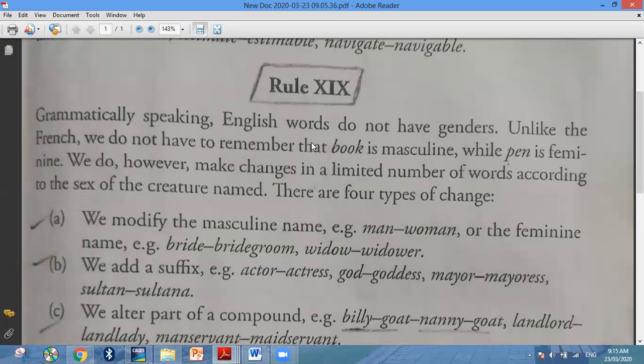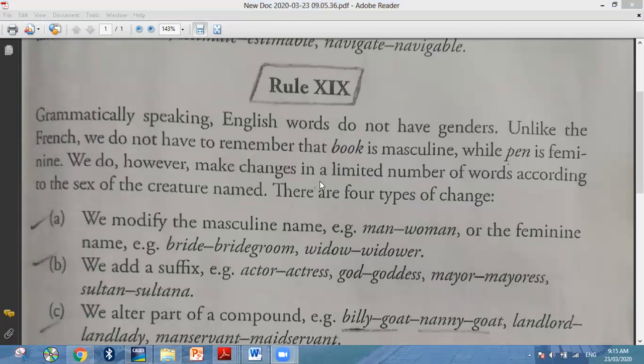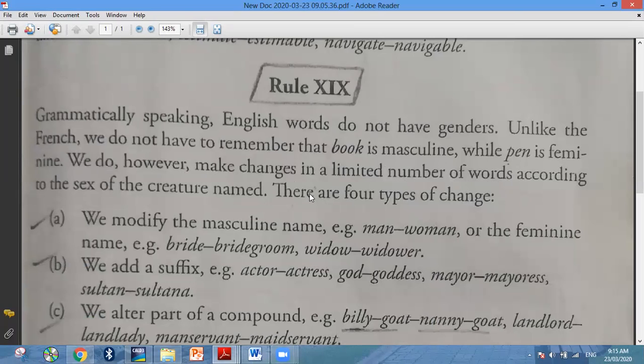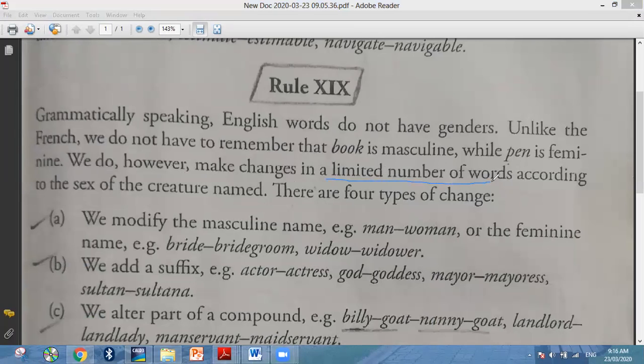Grammatically speaking, English words do not have genders. Unlike the French, we don't have to remember that book is masculine while pen is feminine. I think all of you study French and you know this problem. We do, however, make changes in a limited number of words. Again, it's just a limited number of words, not all the words, that have feminine and masculine forms.